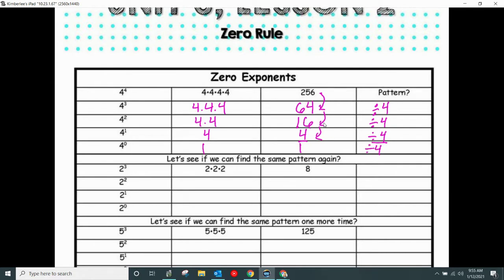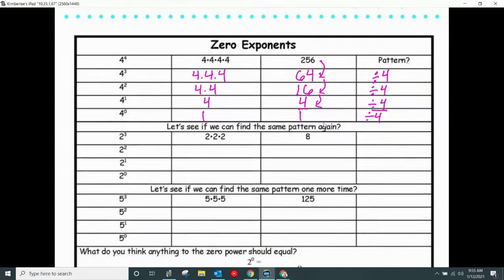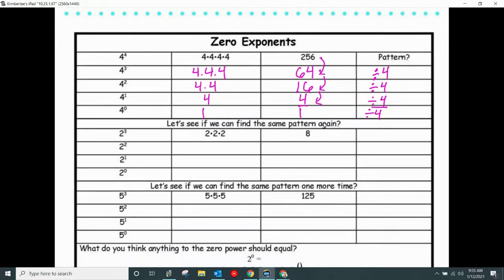We have to keep dividing by 4 to get the next number. And that makes sense because we're multiplying by 1 less 4. This is going to happen every time. And hopefully we come to the conclusion, okay, anything to the 0 power should equal 1. So let's see if the pattern continues with the 2's here. 2 cubed is 2 times 2 times 2, which is 8. 2 squared is just 2 times 2, which is 4. 2 to the 1 is just 2.